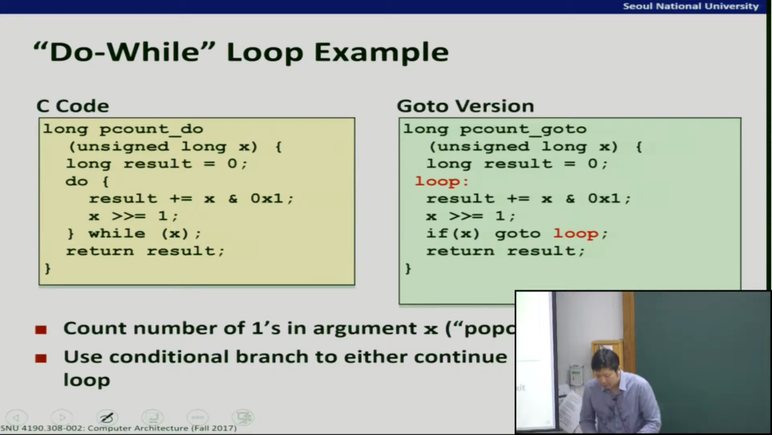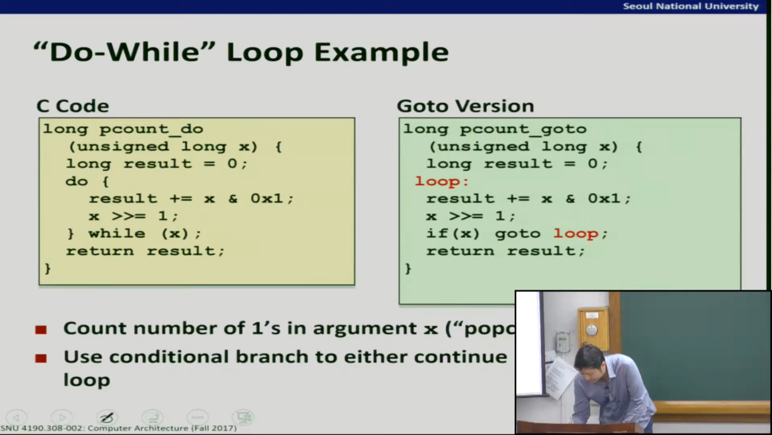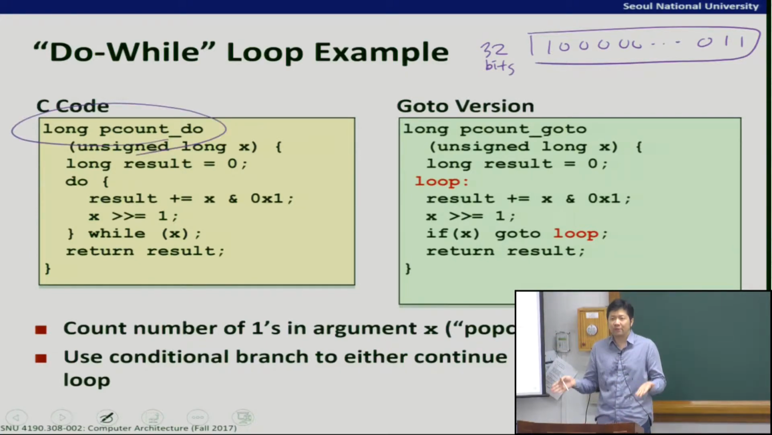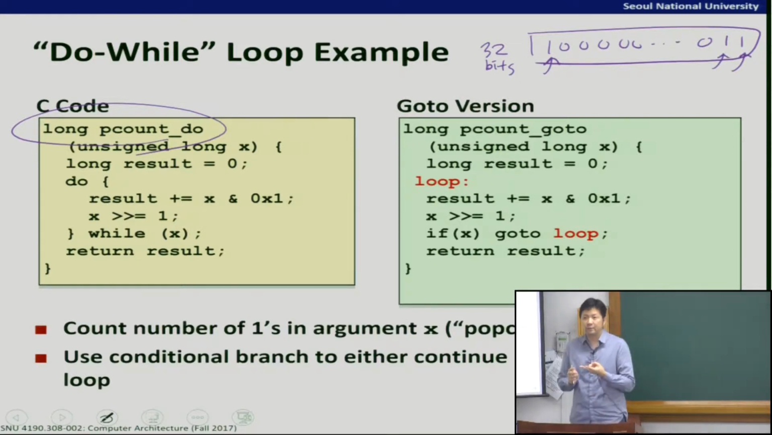Let's say you have a 32-bit number, and it has all zeros and then 0 1 1. What this function returns is how many ones there are in your value. So in this case, we have 1 here, 1 here, 1 here. So it will return 3 because we have 3 ones in the bit stream. That's what pop count does.